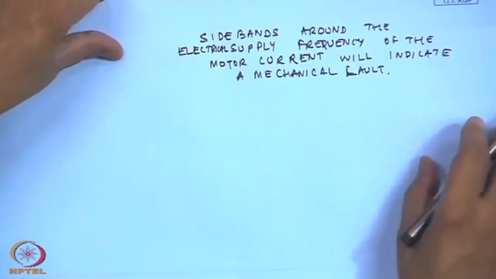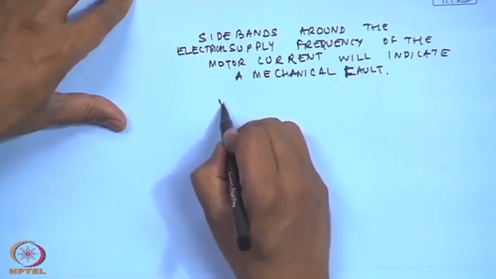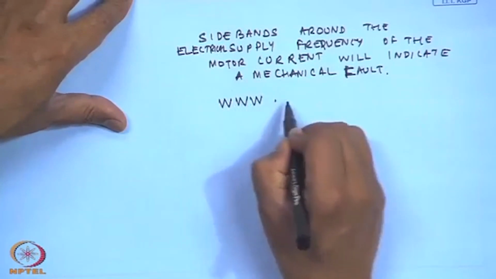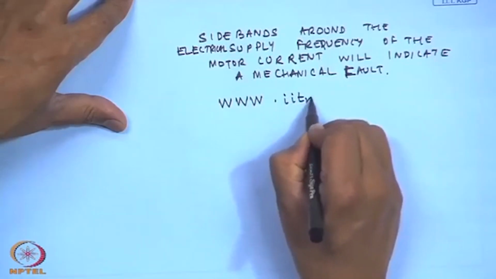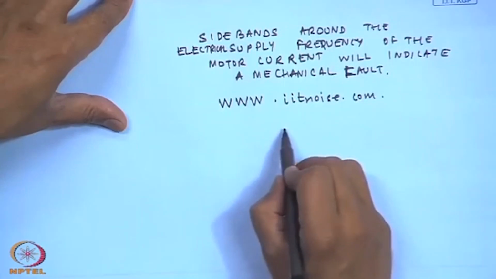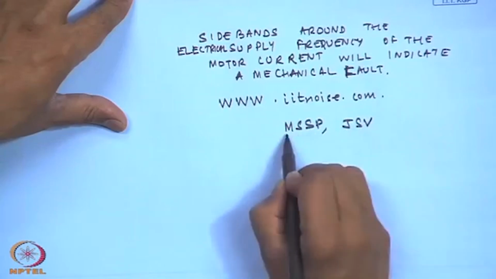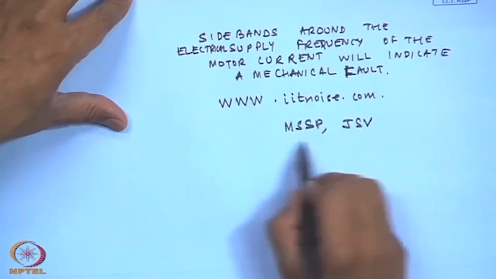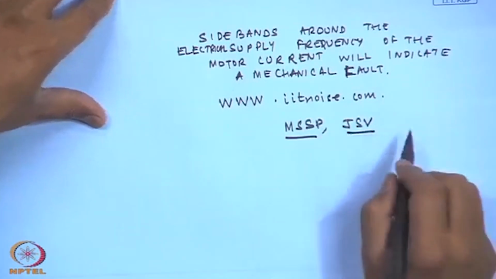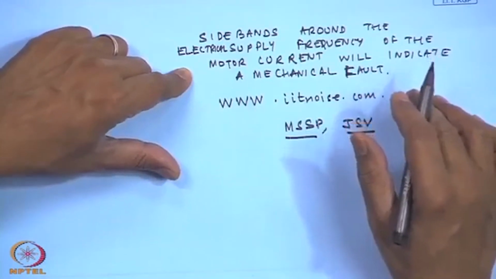So, this we have successfully used to demonstrate gearbox fault, and more details about this can be found again at my website, and you can refer to some papers in journals like MSSP or JSV, Mechanical Systems and Signal Processing, or Journal of Sound and Vibration, my publications, and then you will see how this motor current signature analysis has been used to find out gearbox faults in the laboratory.